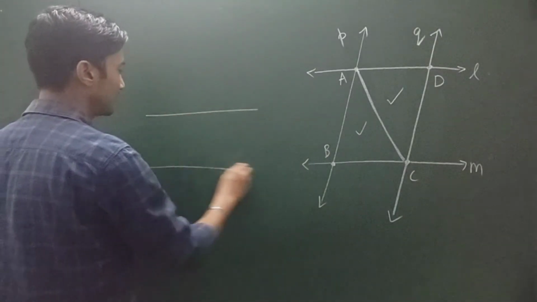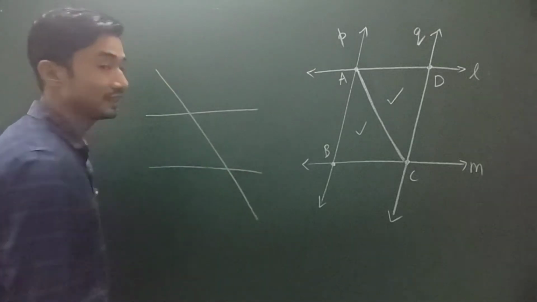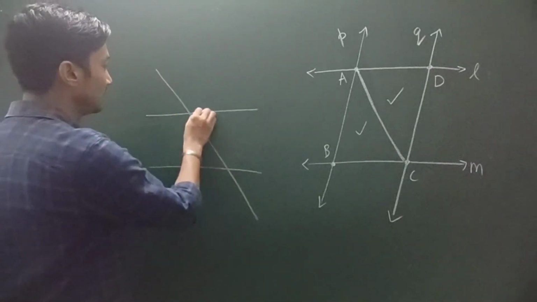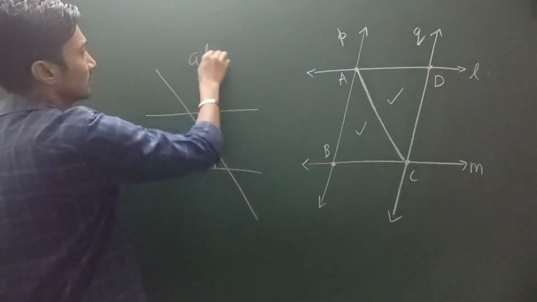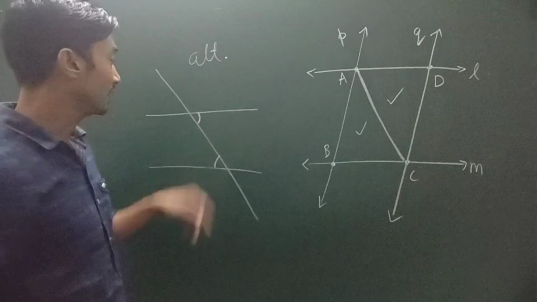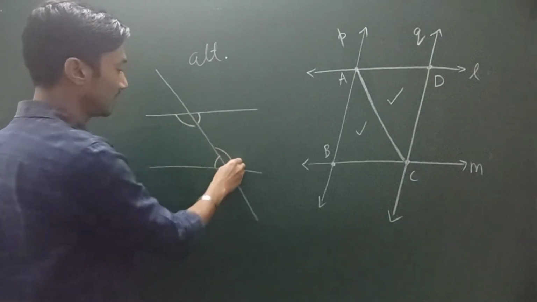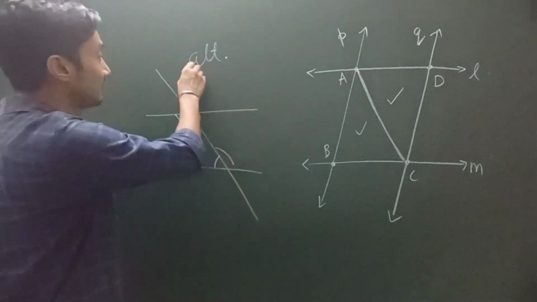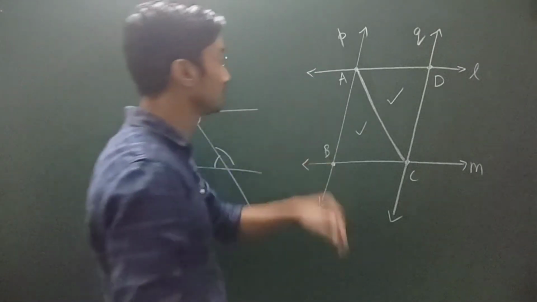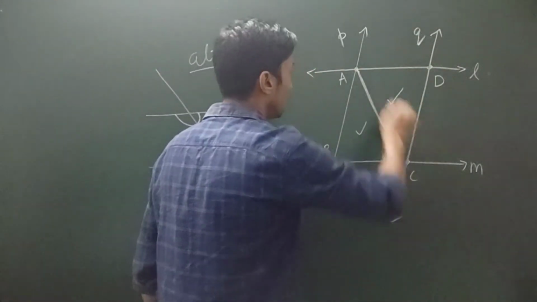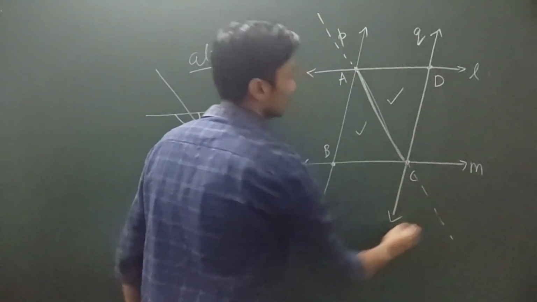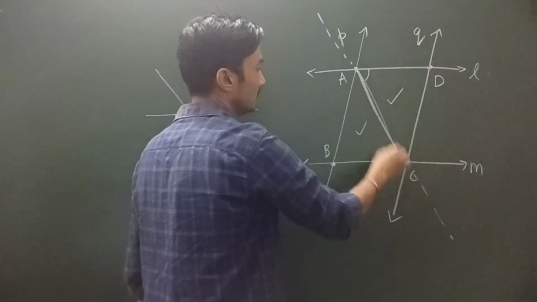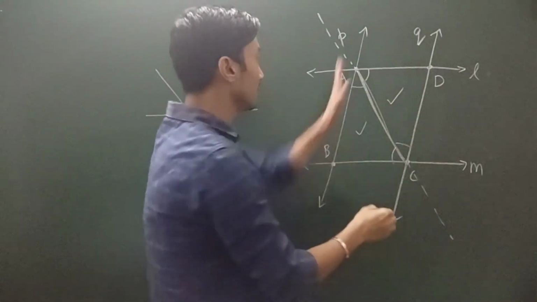Now look here. Remember this one? Two parallel lines, a line cutting. That line is known as a transversal. This angle is equal to this angle. Why? Alternate interior angles. This angle is equal to this angle. Why? Alternate interior angles. Look here. Parallel lines, a line cutting. If we just extend it, then you see this angle is equal to this angle. This angle is also equal to this angle. We can look at it like that also.